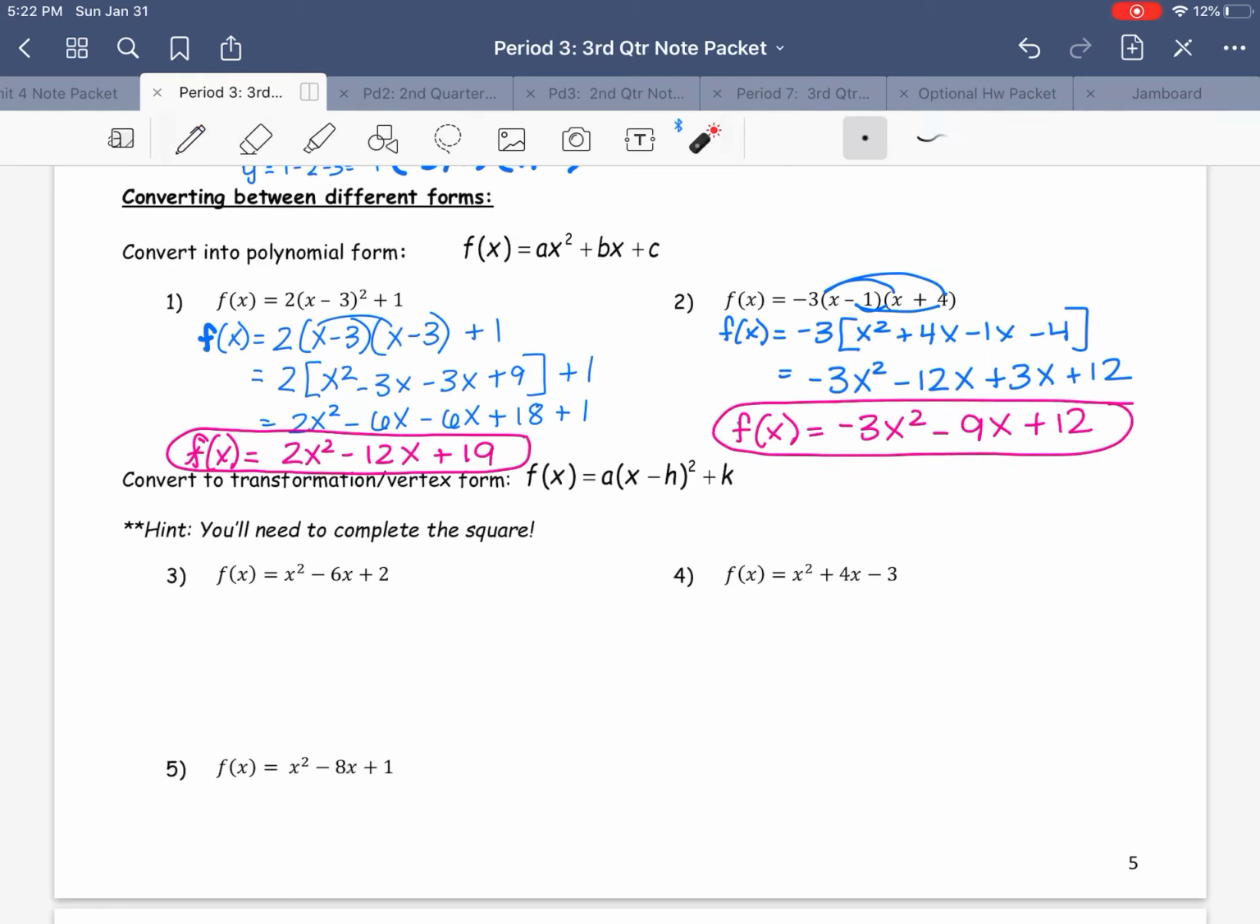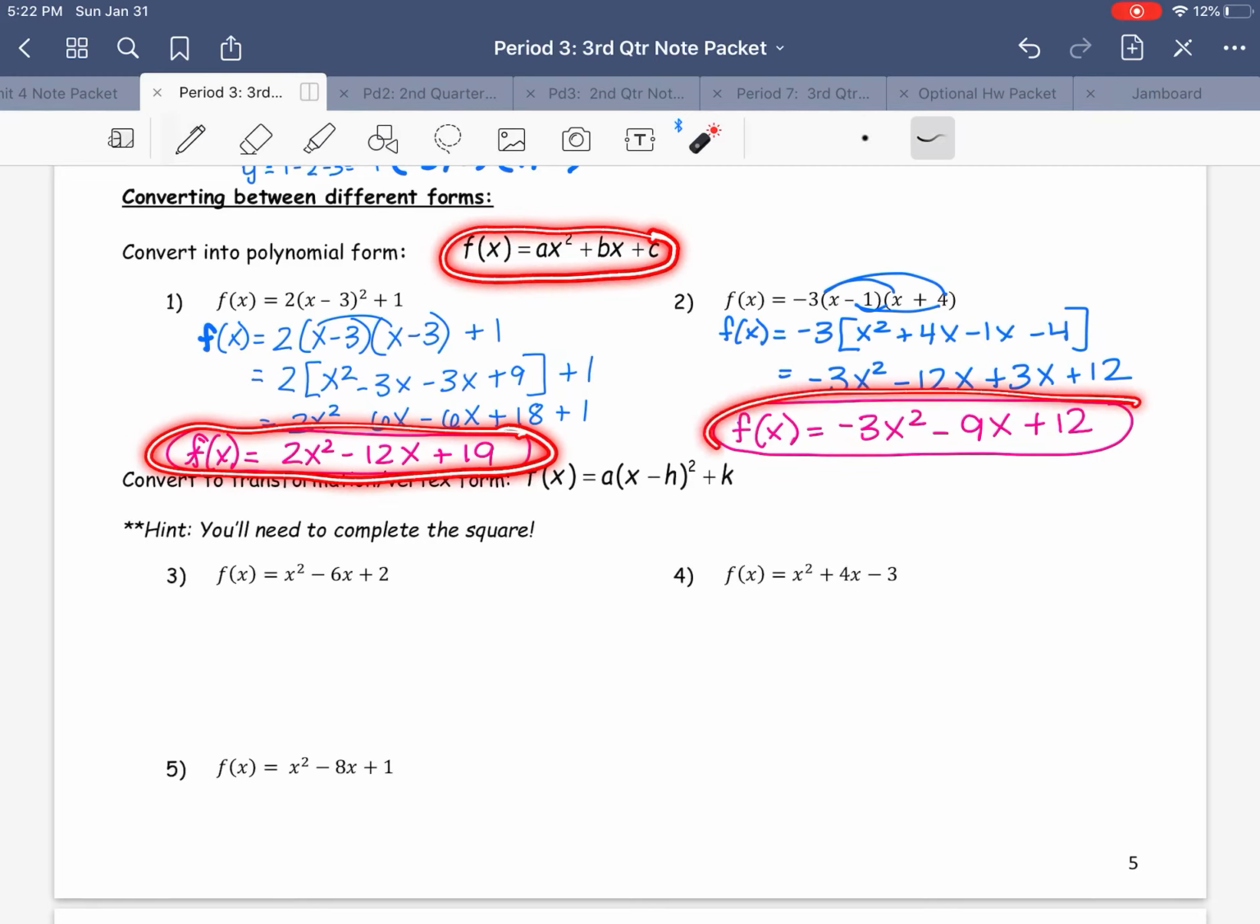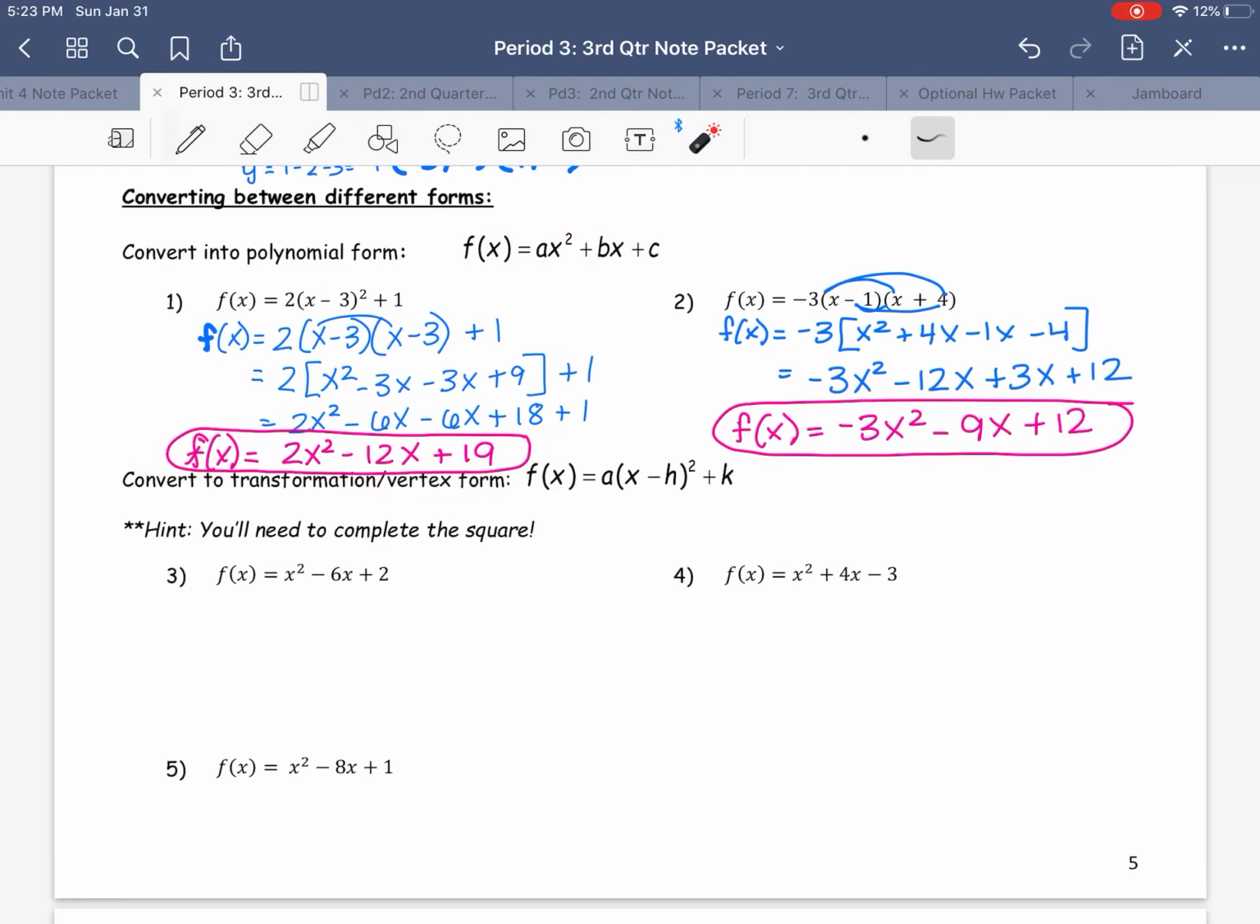Okay, so both of those that we just did brought us into polynomial form. Both of my answers look like that polynomial form. Now it's a little bit more difficult to go the other way. So in the next set of problems, we're going to convert into vertex form. We'll have to complete the square, which is something that you were taught in Algebra 2, but I'll refresh your memory on it. So to put it into that vertex form, we are going to start with my f of x equals.